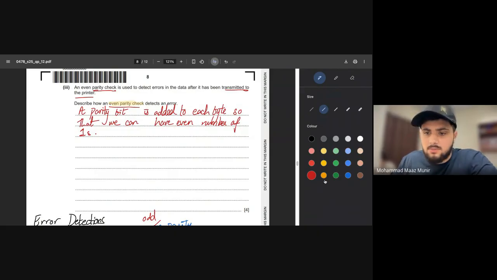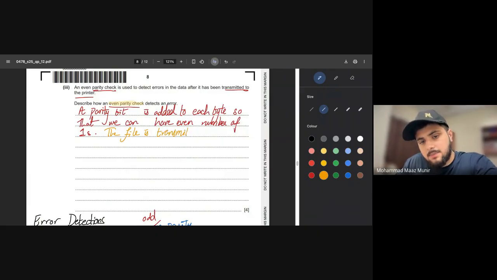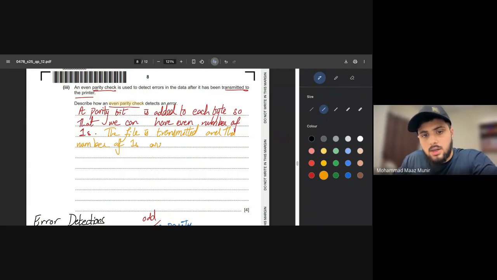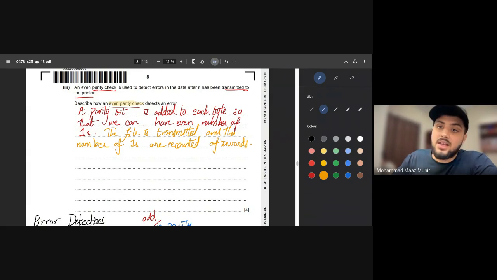And उसके बाद हम क्या करेंगे? The file is transmitted. So color change कर देता हूँ. The file is transmitted, and then the number of ones are recounted afterwards. And now this is the exact same thing. अब हमने क्या करना है? हमने देख लिया कि यार फाइल सेंड कर दी है. And now if any of the byte जो भी हमने फाइल भेजी has an odd number of ones, this is a clear indication कि error has occurred.